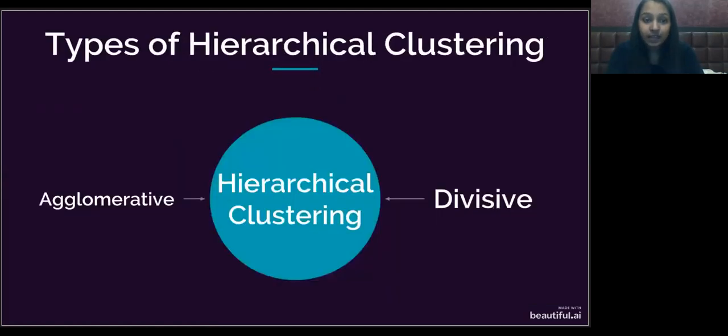Now, types of hierarchical clustering. There are two methods to generate hierarchical clustering, which are agglomerative and divisive.